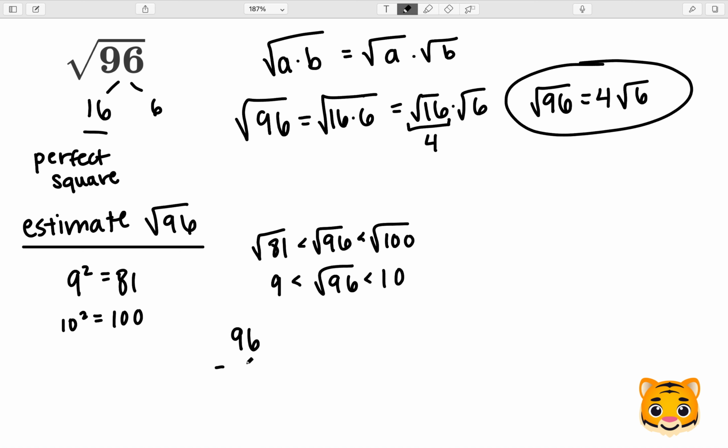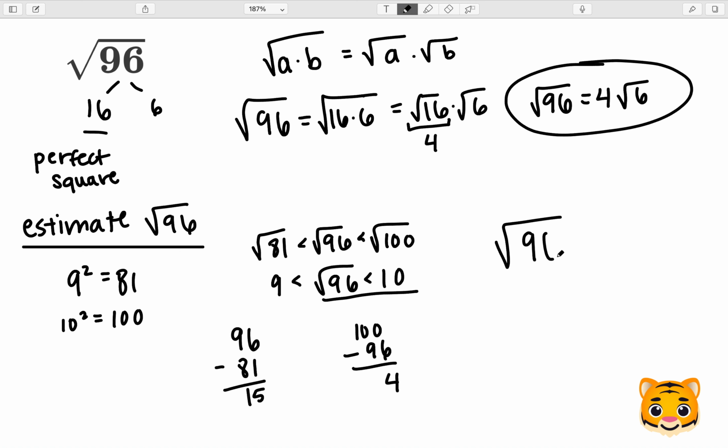So we will first do 96 minus 81 to give us 15, and then 100 minus 96 to give us 4. As you can see, because 4 is less than 15, the square root of 96 will be closer to 10, because 96 is closest to 100. Therefore, we can approximate the square root of 96 as approximately 10.